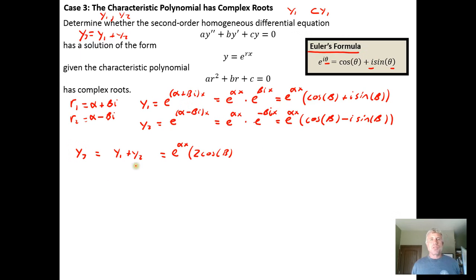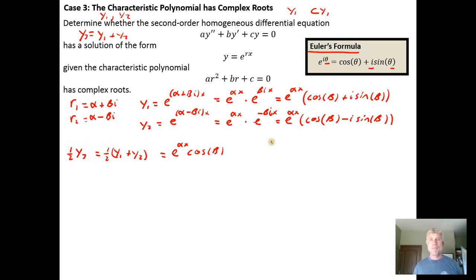So the sum of any two solutions is a solution, but the scalar multiple of any solution is also a solution. So if I take a half of this, I'll still have a solution. So e to the alpha x times the cosine of beta is still just a solution. And of course, any scalar multiple of this is a solution.